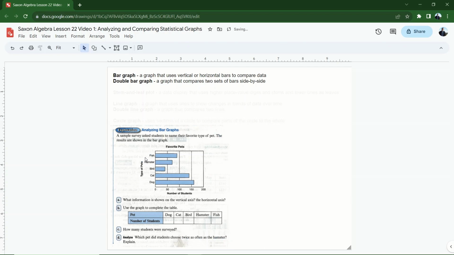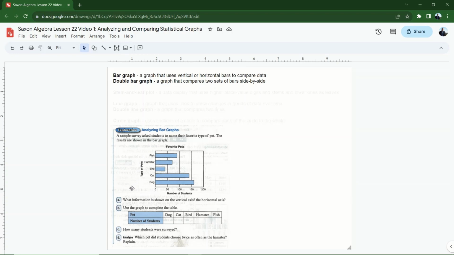Let's take a look at an exploration involving bar graphs. So here's a sample survey that asked students to name their favorite type of pet. The results are shown in the bar graph. What information is shown on the vertical axis of the bar graph? Well, the vertical axis here shows the type of pets, okay?